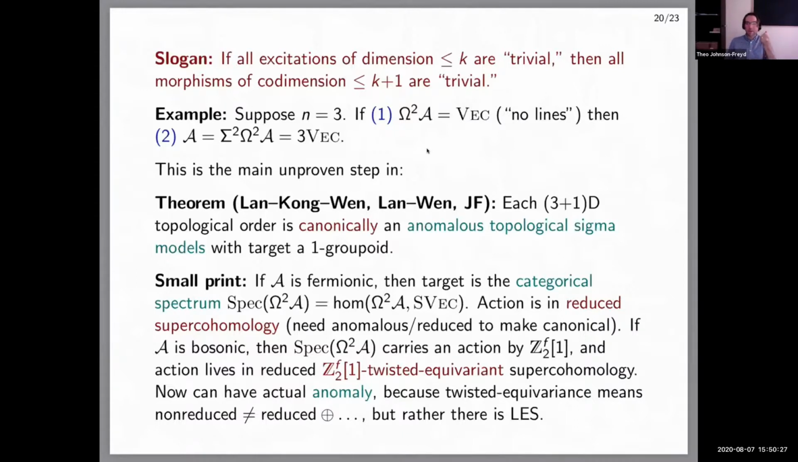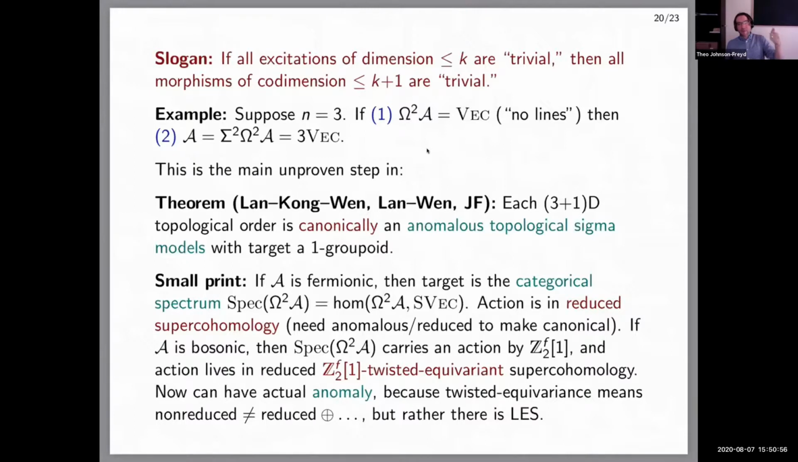It will become the target of the sigma model. And then the action of the sigma model is a supercohomology class on this groupoid. It's not really a supercohomology class, it's really a reduced supercohomology class because of this issue with anomalies. Every reduced supercohomology class can enhance to a supercohomology class, but not quite canonically. And I need to be using reduced cohomology to make the classification canonical. So that's the classification for fermionic theories.